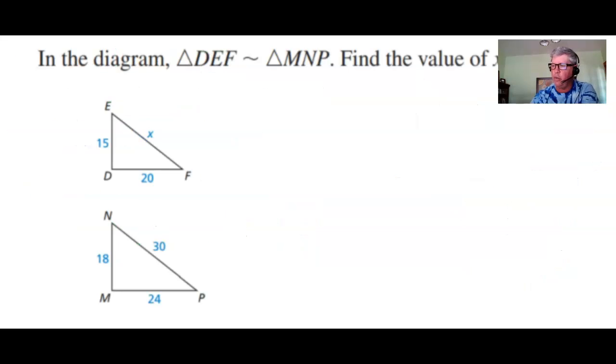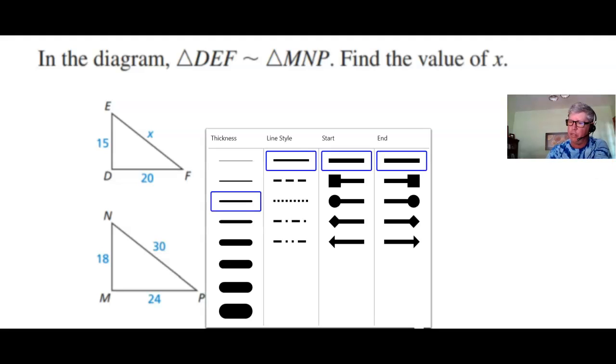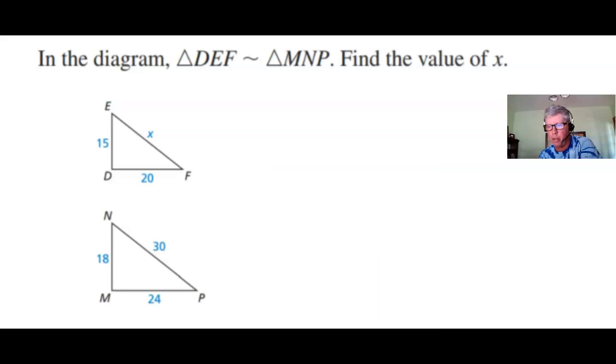All right, so now we're going to get into a little bit of manipulation using the idea of similarity to solve for missing values. All right, so this is why we showed up. This is what we're getting the big bucks for. All right, so this is what we're looking for. And we're going to set up a proportion.